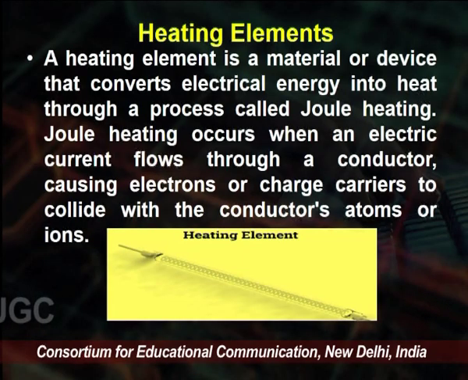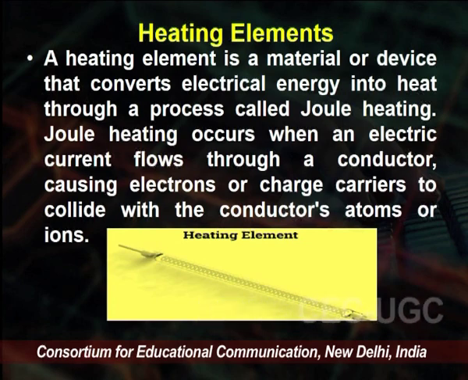Now before going ahead regarding the electric heater, we discuss the heating element, which is the most important part of the electric heater, which is basically a resistor, which converts the electric energy into heat through a process called Joule heating. So the heating element uses the principle of Joule heating. Joule heating occurs when an electric current flows through a conductor, causing electrons or charge carriers to collide with the conductor's atoms or ions. You see on the screen, here we have a heating element. This is a simple heating element.